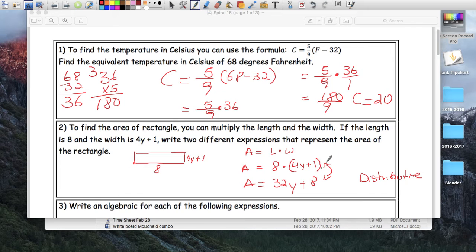So there are my two expressions, expression 1 and expression 2. Exactly the same thing. They mean the same thing, but one was after I did the distributive property, and the other one was prior to the distributive property.